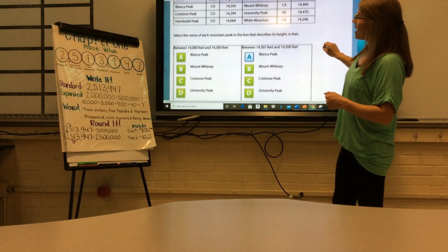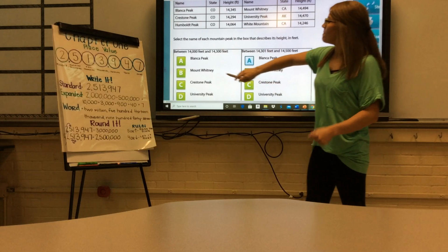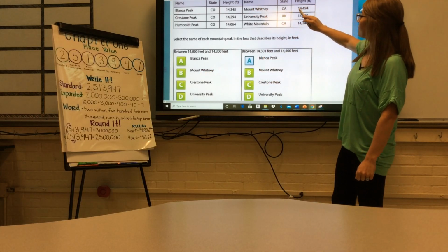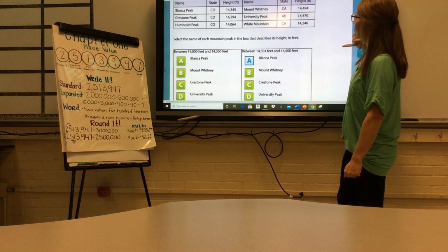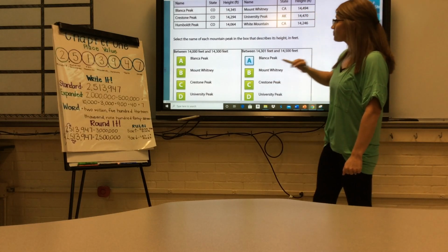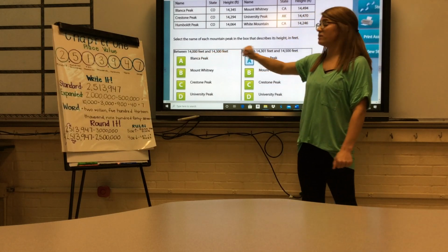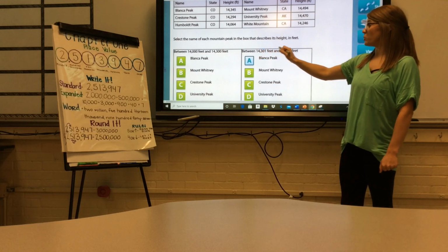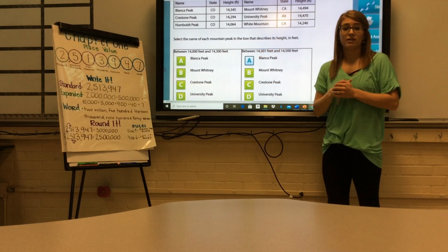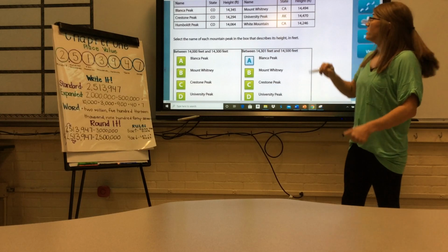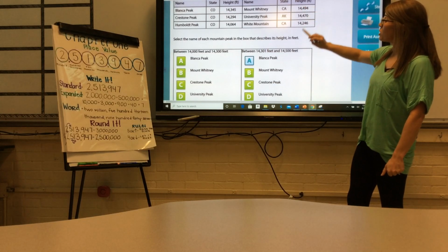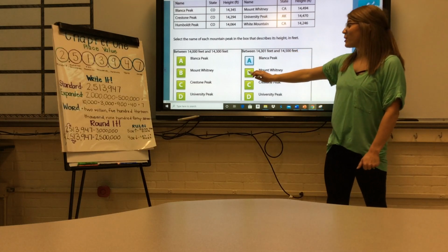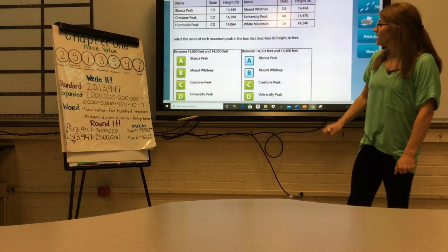Alrighty. Now we've got Mount Whitney. Mount Whitney is over here. It says that it has a height of 14,494 feet. So is that going to fit between 14,000 and 14,300? Or is it going to be some of the higher ones, 14,301 and 14,500? Right, very good. 14,494 is only 6 feet less than this 14,500 feet. So Mount Whitney is going to fit over here as well.